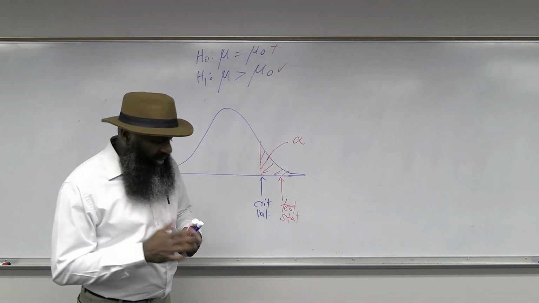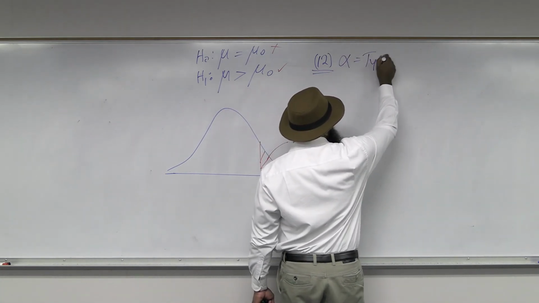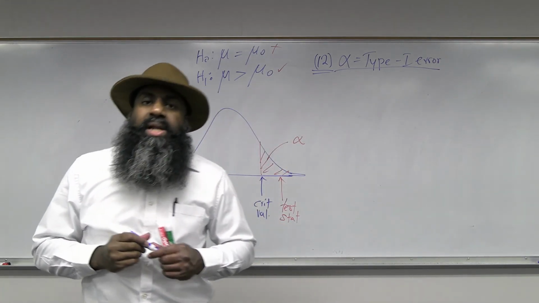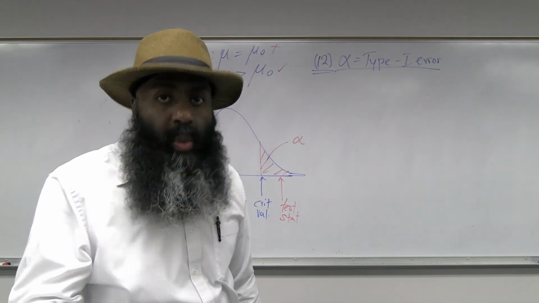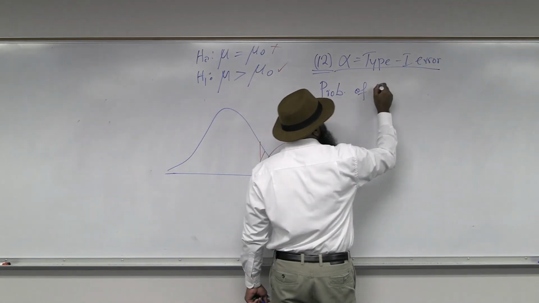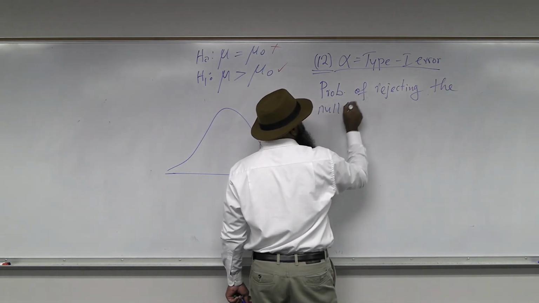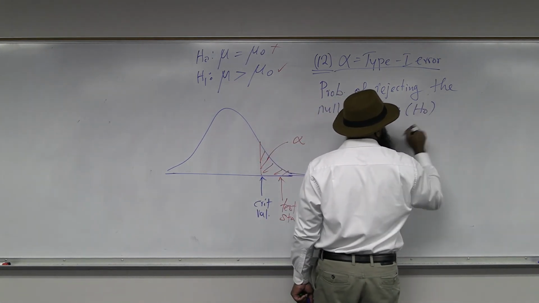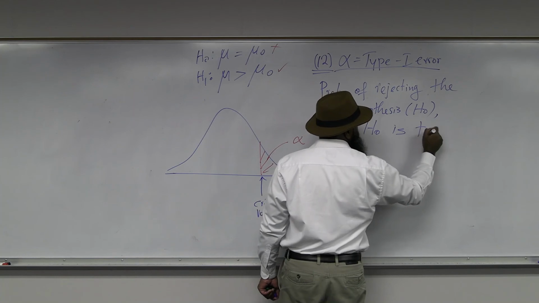So I will define it this way. Type 1 error, this is written under point number 12: alpha, type 1 error. This is the probability of rejecting the null hypothesis when the null hypothesis is actually true. Okay. Probability of rejecting the null hypothesis, which is H sub 0, when H0 is true.